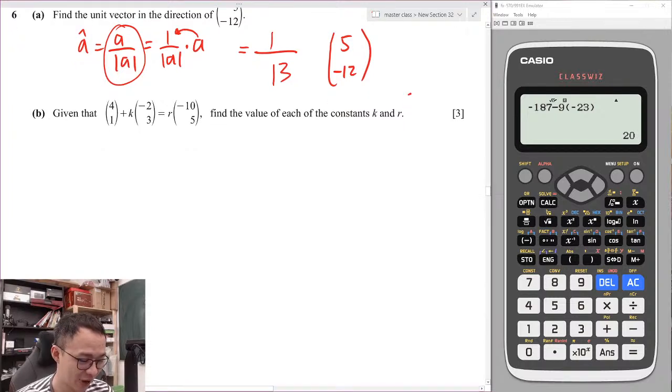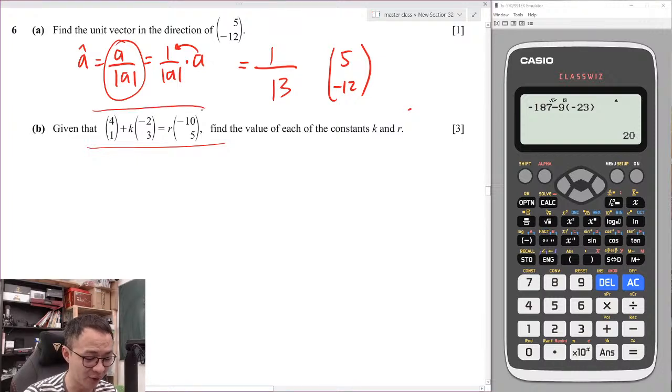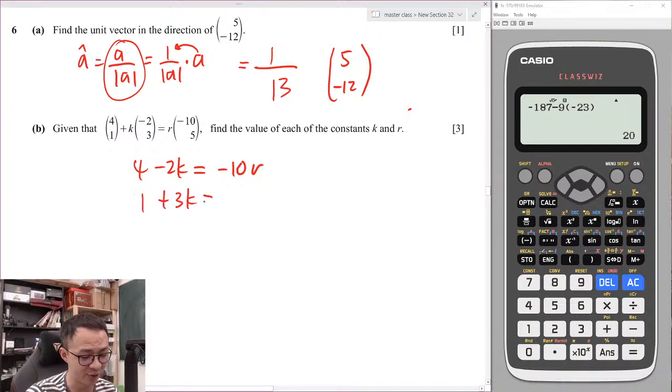Okay, given that, this one is basically simultaneous equations, very easy. We focus on the top level first, then we do the bottom level. So 4 minus 2k equals negative 10r. Another one is 1 plus 3k equals 5r. I prefer to use the elimination method. So the second equation I times 2, so 2 plus 6k equals 10r.